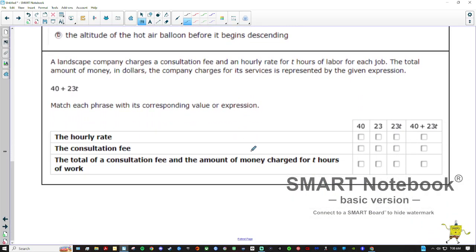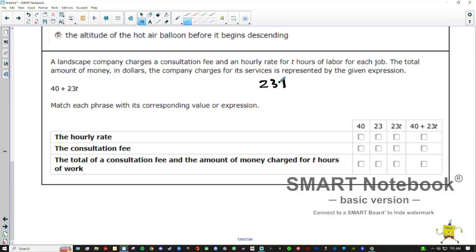Okay, here we go. A landscape company charges a consultation fee and an hourly rate for T hours of labor for each job. The total amount of money in dollars the company charges for its service is represented by the given expression. So we can see this is y equals mx plus b, and it's made up of three essential parts. So let's reorder it.